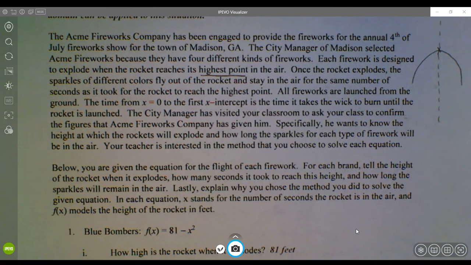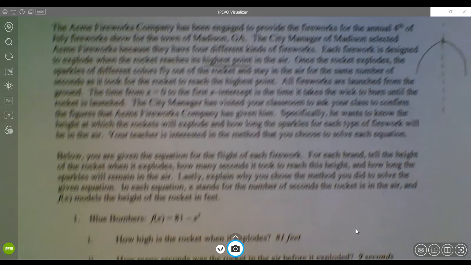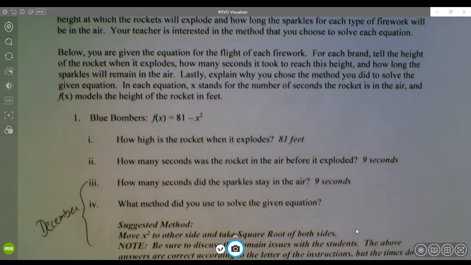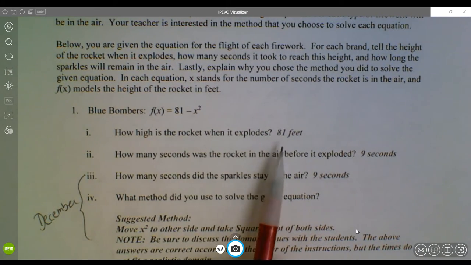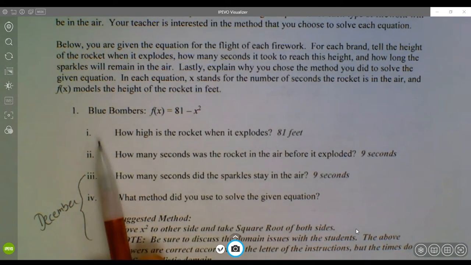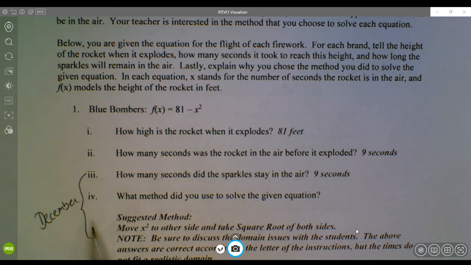This is supposed to be done at the end of the unit, but I know y'all are wondering, why am I showing you how to find a vertex? What am I ever going to use it for? Well, I figured I would go ahead and start with Acme Fireworks now. You'll see in my directions that we're only going to talk about questions 1 and 2. We're going to save questions 3 and 4 for December, okay?